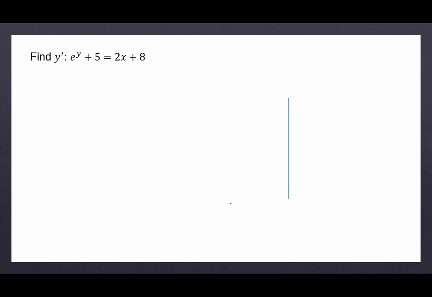Let's try it again, throw in an e. Here I have e to the y plus 5 equals 2x plus 8. I only have one y, so I'm only going to have one y prime. It's going to come from the e to the y. So e to the y times y prime. Feels like the chain rule there. 5 goes away. 2x plus 8 becomes 2. My y prime is 2 over e to the y.